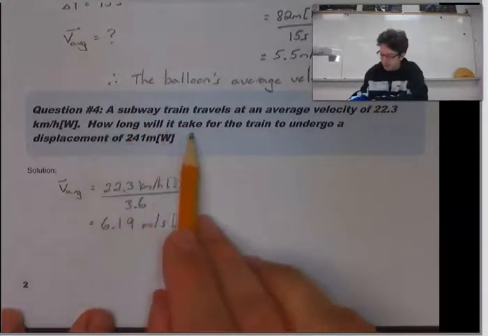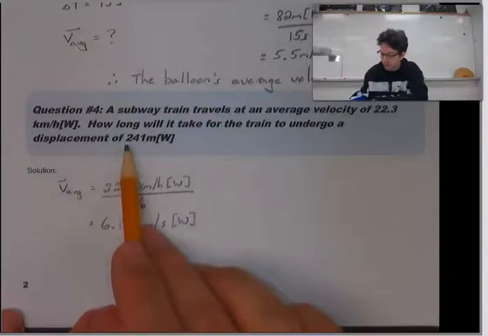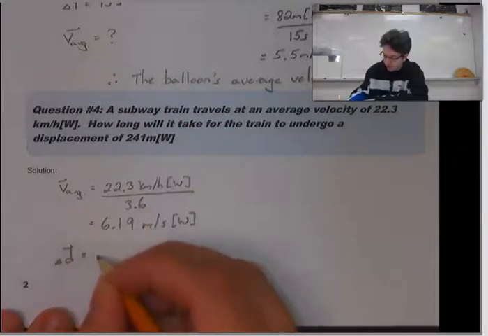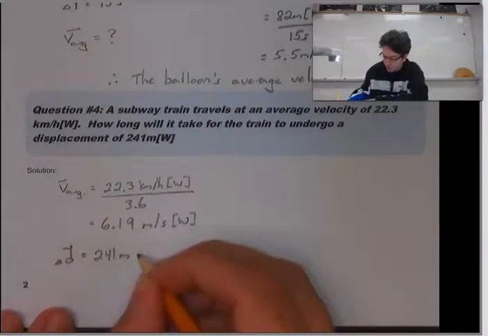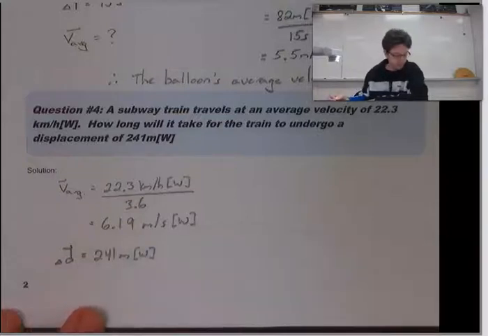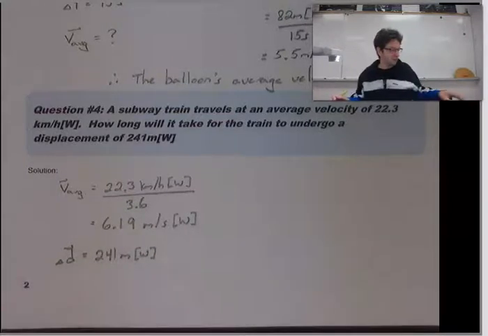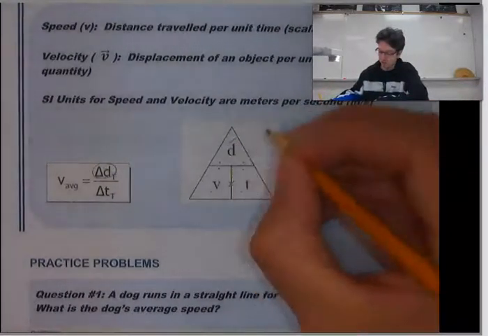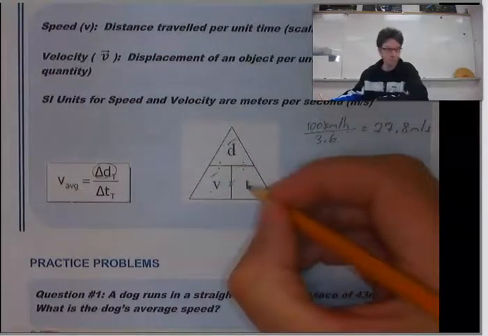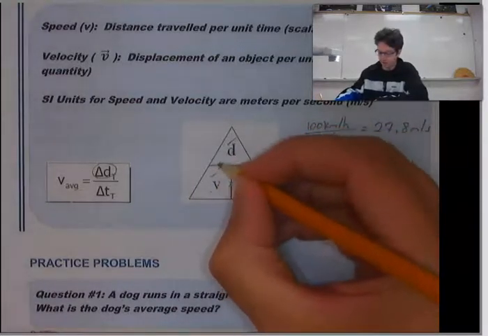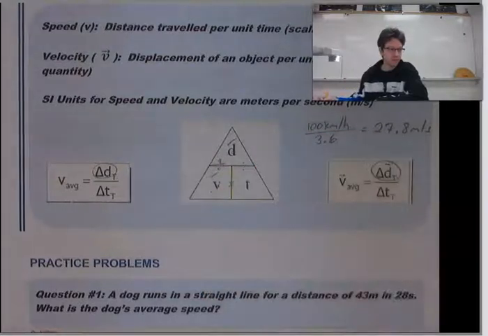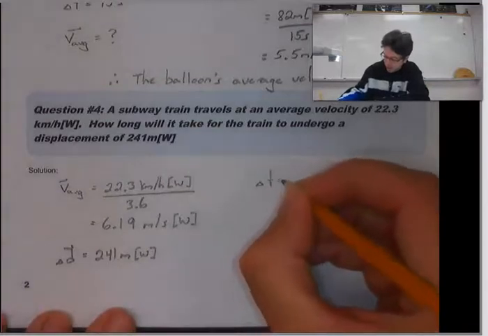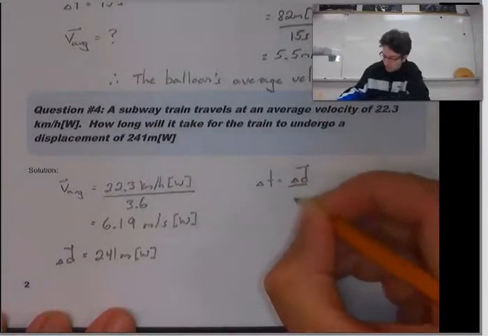Then it says, how long will it take for the train to undergo a displacement of 241 meters west? So our displacement is 241 meters west. If we look at our equations, in this case we're given displacement and velocity, so time would equal displacement divided by velocity. So let's write down our equation. Time equals displacement over velocity.